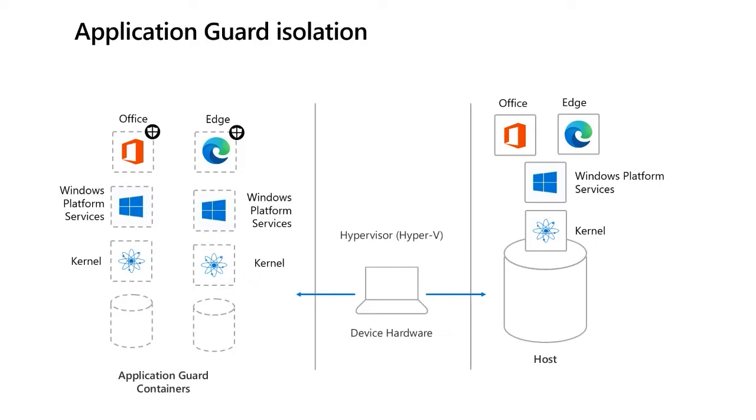On the left-hand side of the screen is how application guard containers work. Essentially, an application guard container is a replica of the host operating system. It will have its own kernel, Windows platform services, as well as a replicated copy of both Office and Edge, and these 2 copies will always be in sync. So it wouldn't be that the host has a newer version of Office and the container has an older version. That won't happen. So to summarize again, there is this host operating system, and then the application guard container is a parallel version of the host operating system.